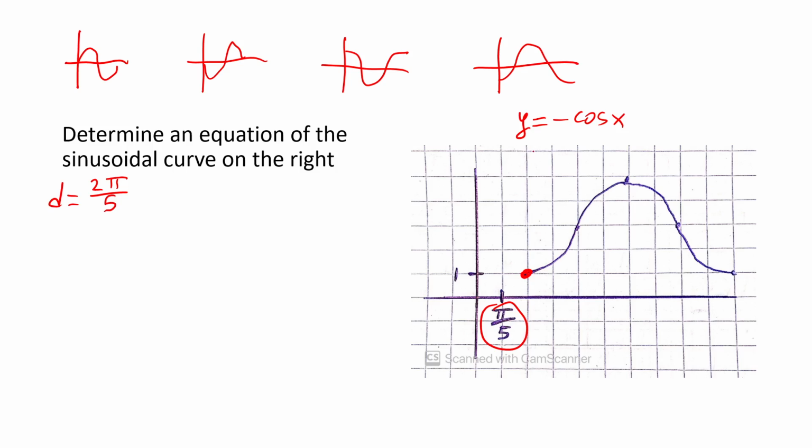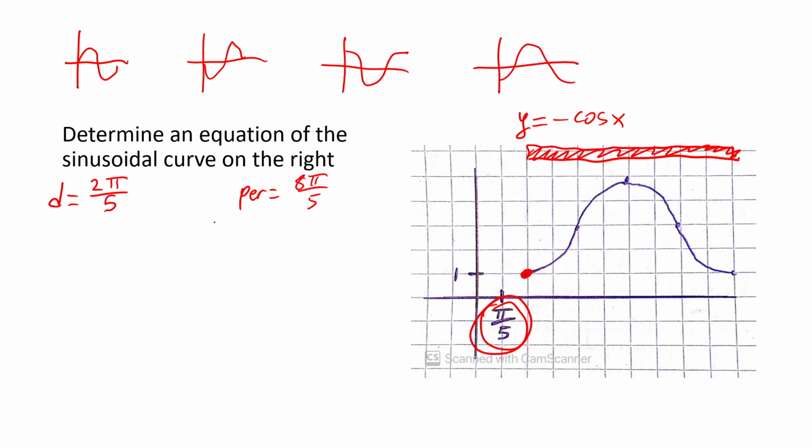Now, the period is the horizontal length of one cycle. We don't necessarily count from the y-axis. In this case, we only count the horizontal distance of one cycle of a negative cos curve. So this is 8 squares wide. Each one of those squares, again, has an index of pi over 5. So we can see that our period is going to be 8 pi over 5.